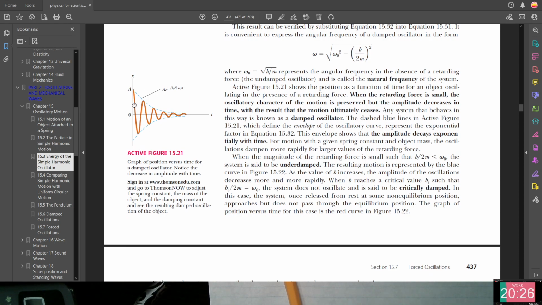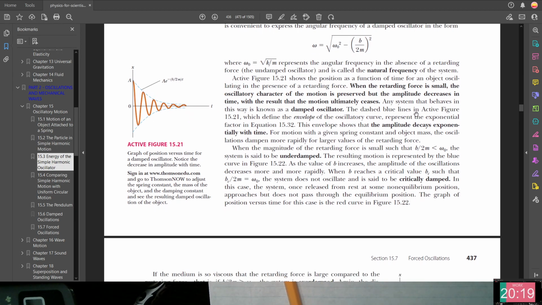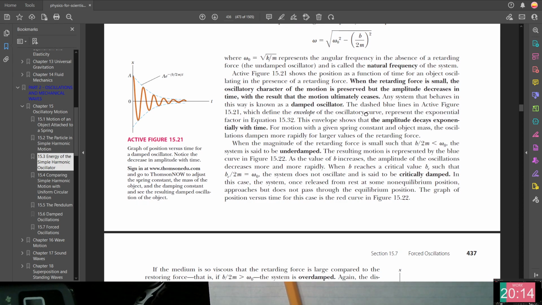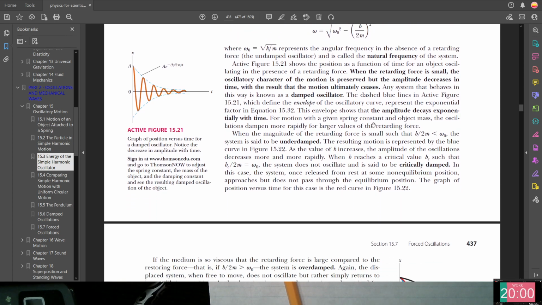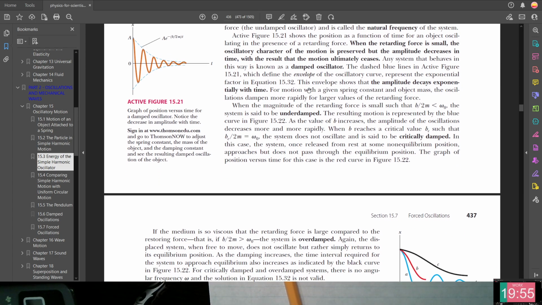Okay, so it's like this. Get it? Remember before it went like this forever? Now it gets smaller as time goes on. The oscillatory character of the motion is preserved. Hold on. Okay, it decays, the amplitude decays exponentially for motion with a given constant object mass.